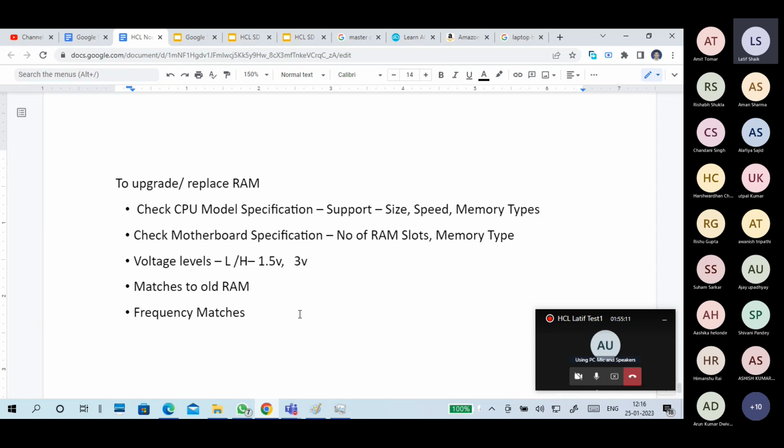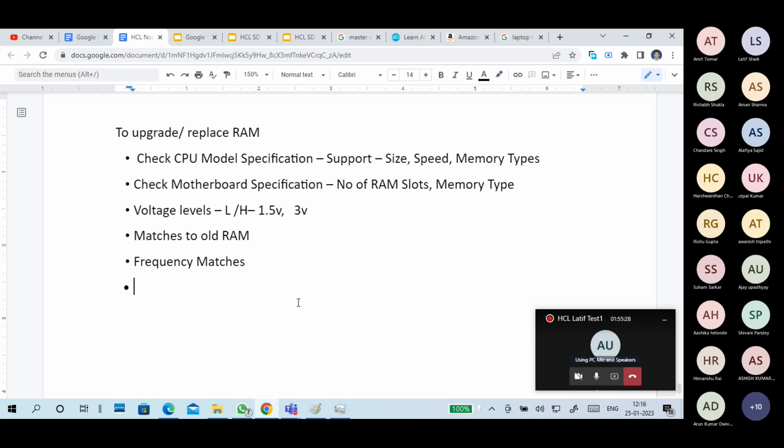The easiest way to know is, if you want to replace or upgrade your RAM, you have to check the existing or older RAM. Take its specifications and upgrade accordingly. Make sure that the frequency also matches with the older RAM.